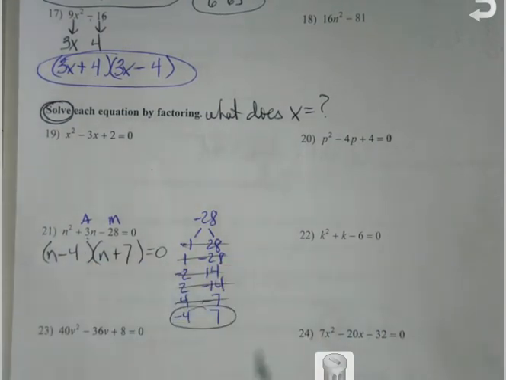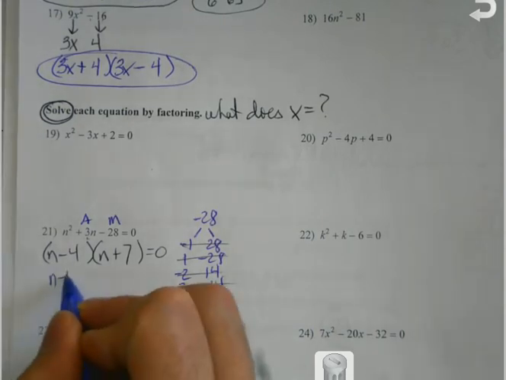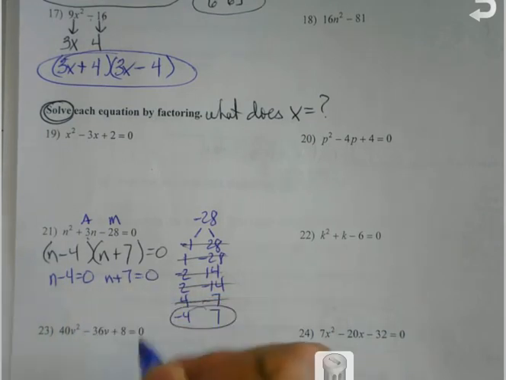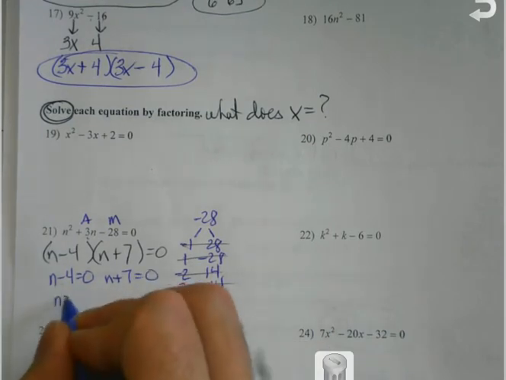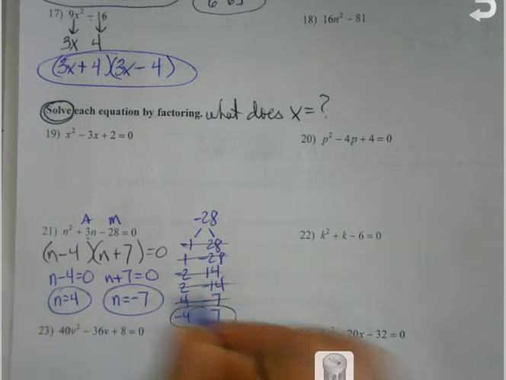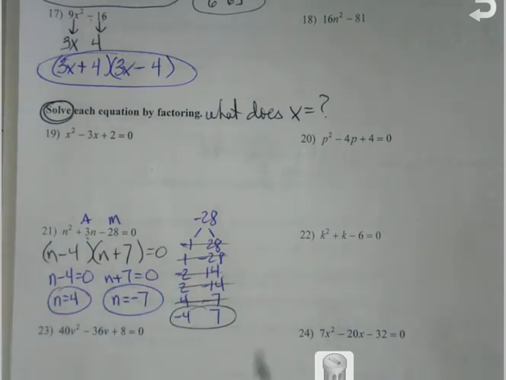I didn't slide and divide, so I'm factored. And the only thing I've got left to do now is set each set of parentheses equal to 0 and solve the little mini equations. And I'm a happy camper.